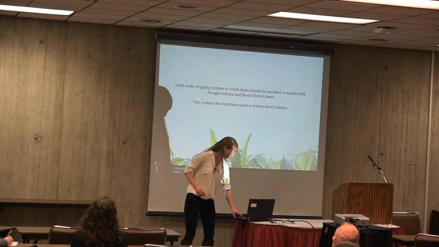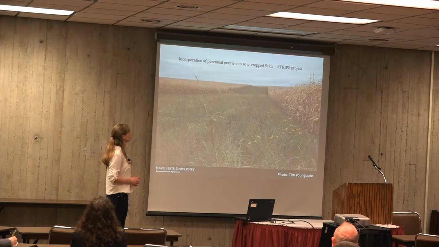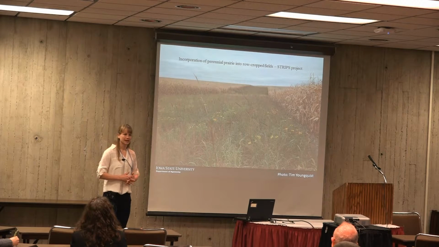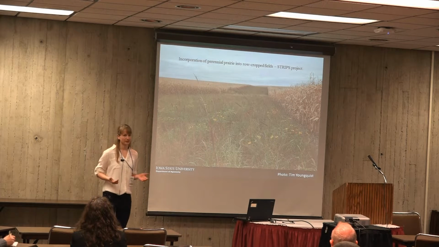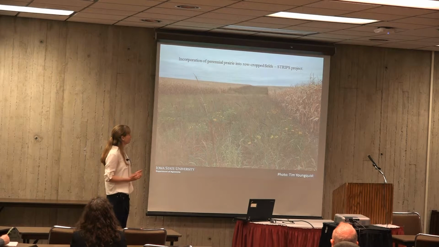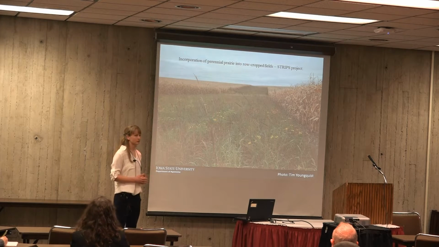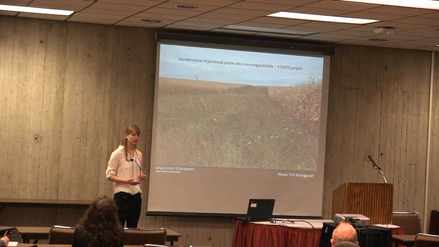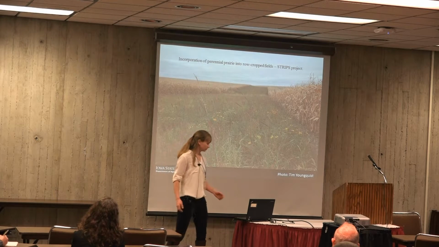So here's this STRIPS project, which is an incorporation of perennial prairie into row crop fields, and this plan takes about 10% of the field out of production, but decreases nitrate loss by about 90%. So it seems so far to be very effective, and in the last 2 years, there's been a lot more field implementation of this plan, even though it's still in sort of an experimental phase. But this is a picture of a planting from last year.